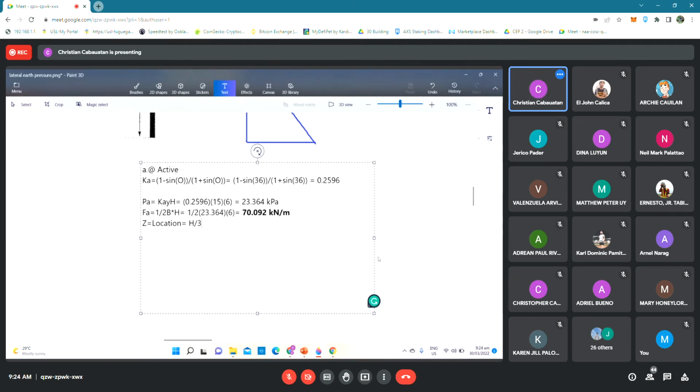But if you are measuring from the top of your soil layer, it is just 2/3 of your height. Therefore, H over 3, which is 6 divided by 3, is 2 meters. So the location of your FA, or your active force, is 2 meters from the bottom of your soil. Okay?